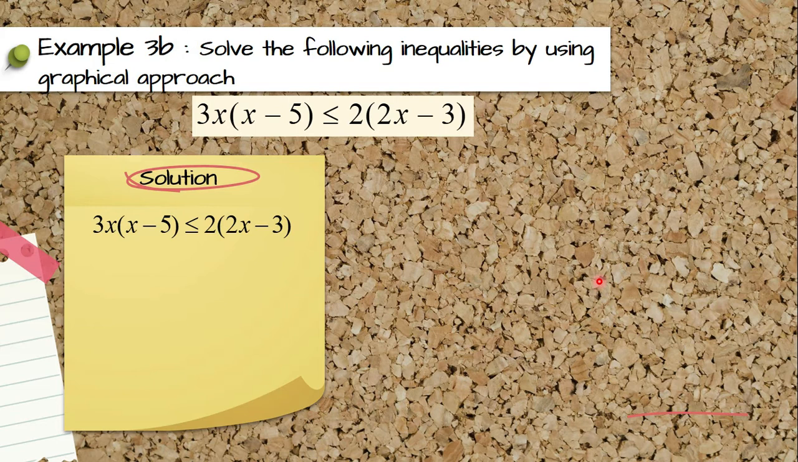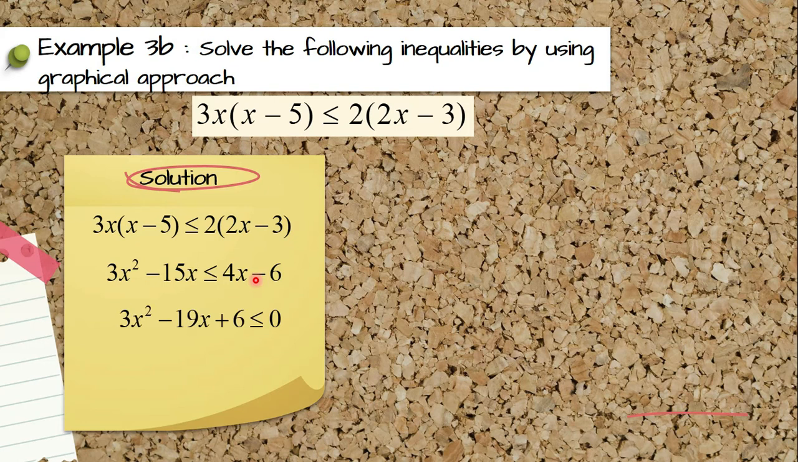Now we discuss example 3b. Solve the following inequalities by using a graphical approach. The question is 3x times (x minus 5) less than or equal to 2x minus 3. So how to solve this inequalities question? Firstly, we try to expand the left and the right. You get 3x squared minus 15x less than or equal to 4x minus 6.